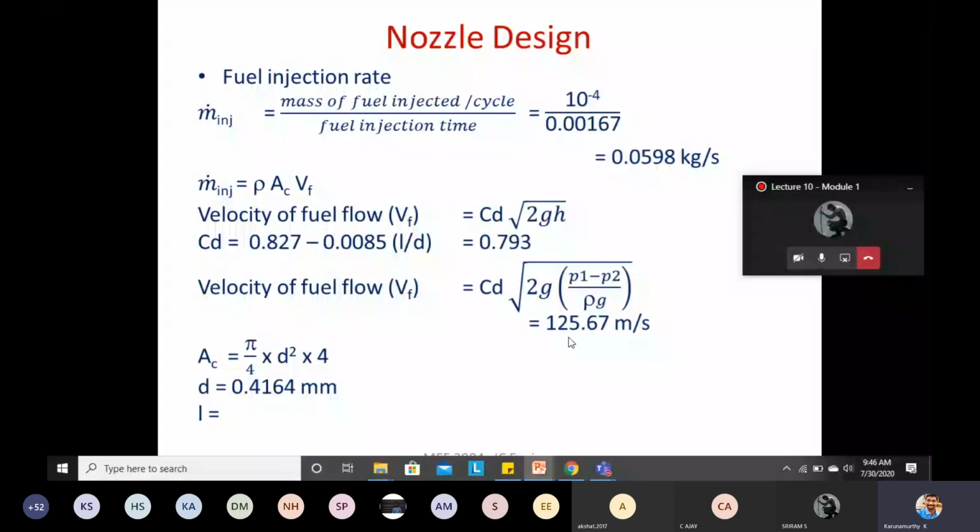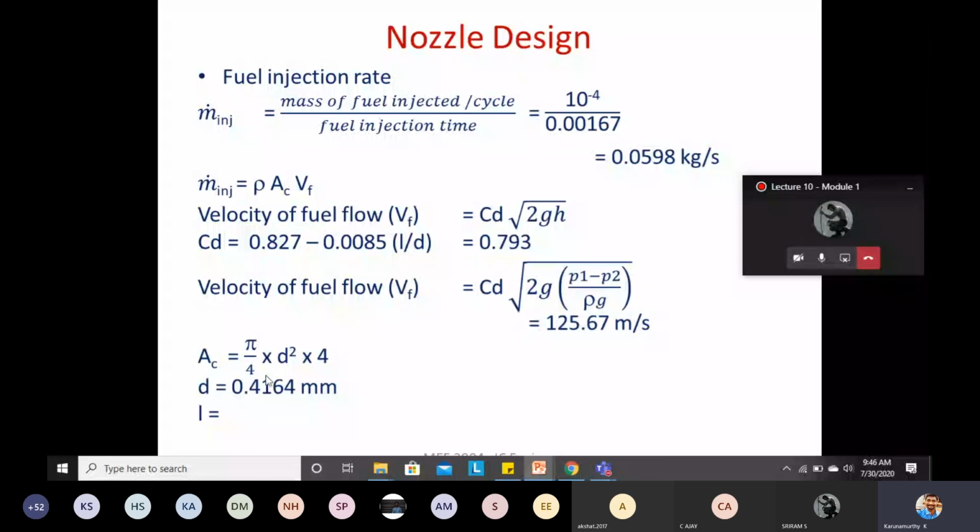So now you know the velocity of fuel flow, you know the mass of fuel injected, you know the density of the fuel, so you can calculate the cross-sectional area of the orifice. The cross-sectional area of the orifice is nothing but pi by 4 d square into 4. Why? There are 4 holes in the injector, right? So this is the total cross-sectional area. From this you can calculate the diameter of one hole, right? So the diameter of one hole is 0.4164 mm.